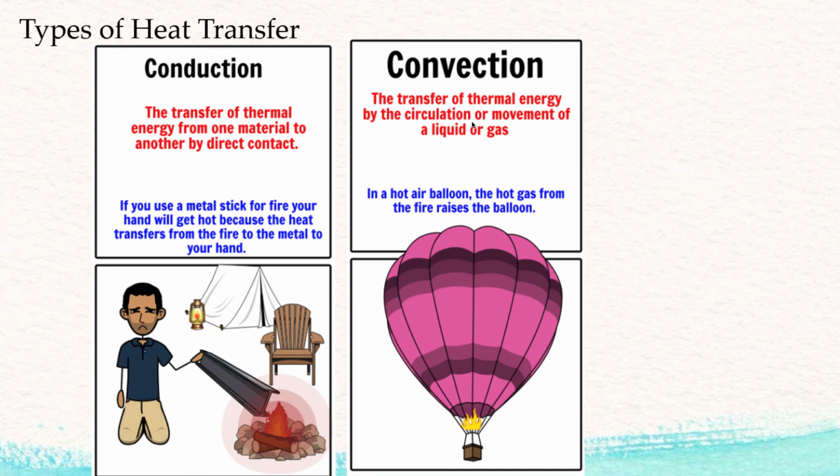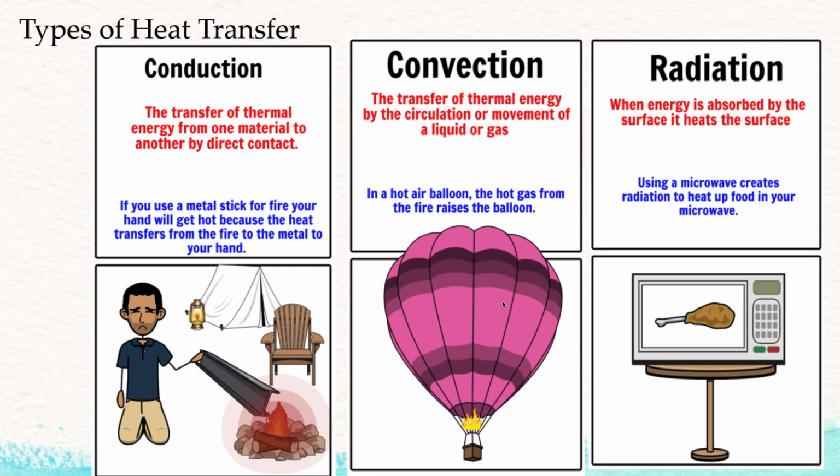Then we have convection. Convection is the transfer of thermal energy, also known as heat energy, by the circulation or movement of liquid or gas. So it's a movement. There's a movement of liquid or gas, and that movement is causing the heat to transfer. So the example would be a hot air balloon. The hot air balloon rises from the fire. The heat from the fire rises in the balloon, and it is able to lift off the ground.